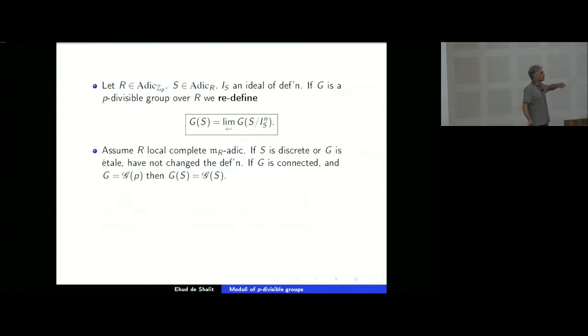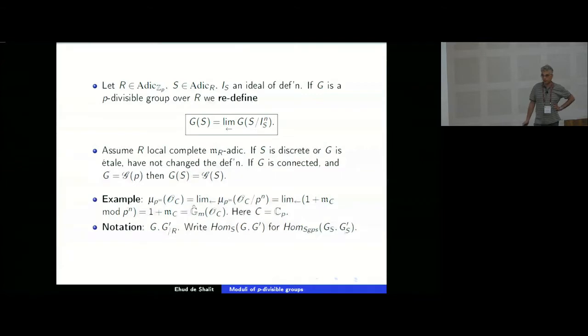You have also not changed the definition if G was étale, because if G is étale, of course, the points of G in S over I_S to the n and S over I_S to the n plus 1 are the same, right? That's one of the basic things about étale. But if G is connected, for example, and it comes from the formal group script G by the process that I described previously, due to Tate and Messing, then the new notion gives you the points of the formal group.